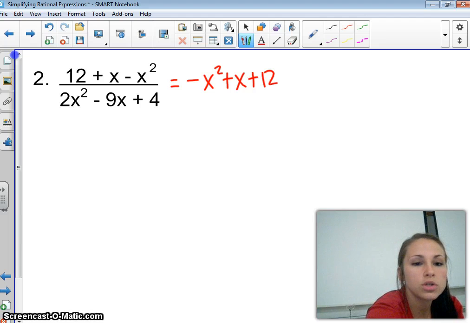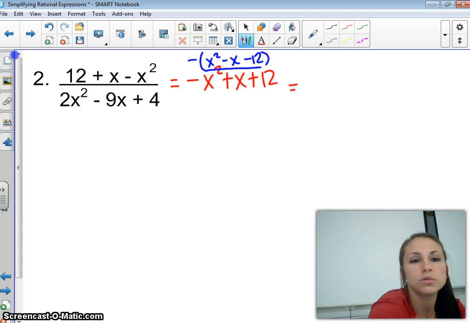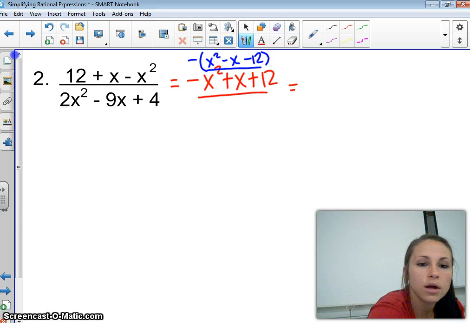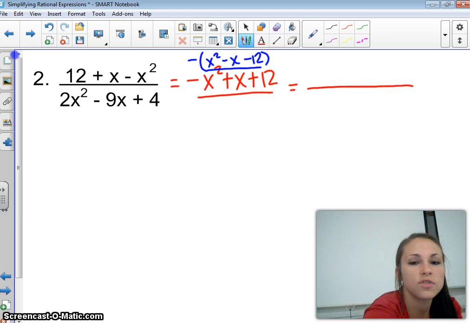So I would show where I turn it around, negative x squared plus x plus 12. And then I would also show where I factor out this negative. And I'm going to factor the negative out right above it. And then that helps me see how that polynomial will backwards FOIL. So I'm going to go ahead and do that and come over here. I'm just going to factor the bottom in this last fraction.